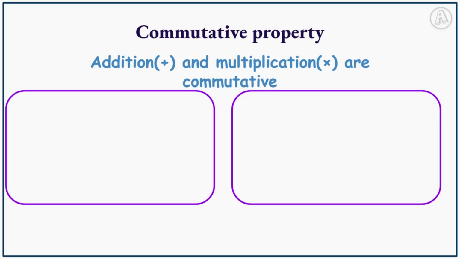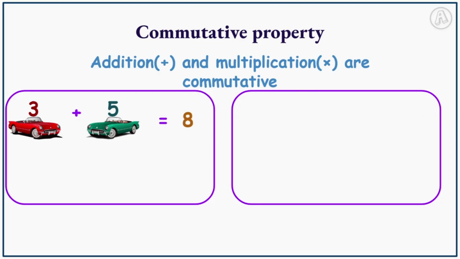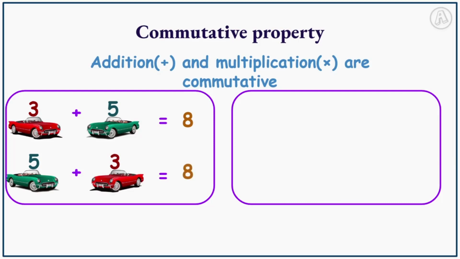We call this the commutative property of addition and multiplication. If we look at 3 plus 5, which gives us 8, the cars can commute to a different location in the question. So 5 plus 3 equals 8. And it will still give us the same answer.